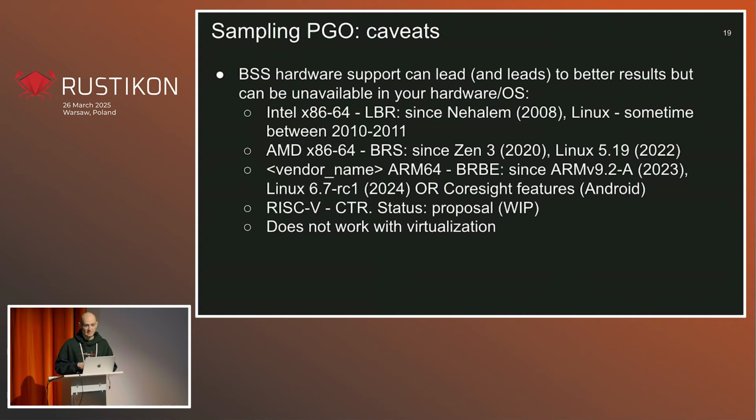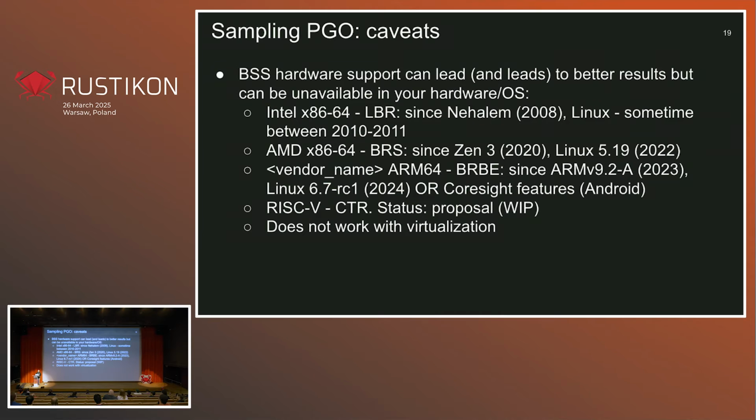Zen 3 supports BRS only for server versions of CPUs, like Threadrippers. But I have a Ryzen desktop, so unfortunately I cannot test sampling PGO with BRS enabled. And another limitation is virtualization, because as far as I know, the BRS feature is not properly virtualized by different hypervisors. If you know anything more about it, please tell me, because I don't know.